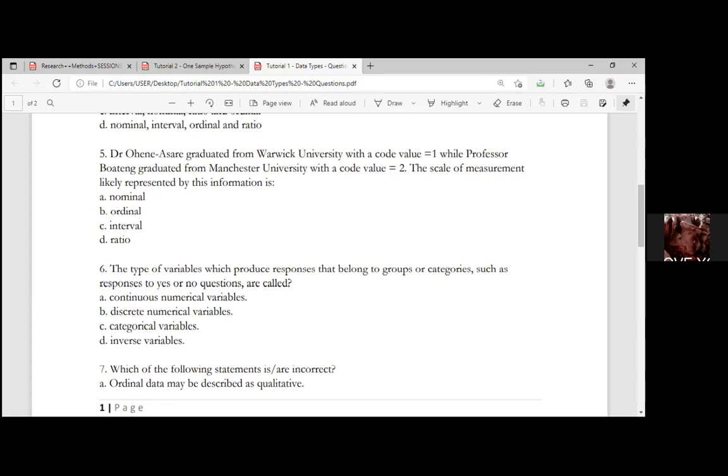If there are no further questions, we move on to hypothesis, the next topic. So we are moving on to hypothesis testing.